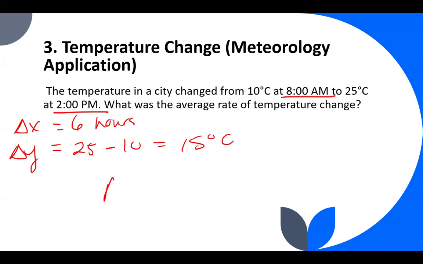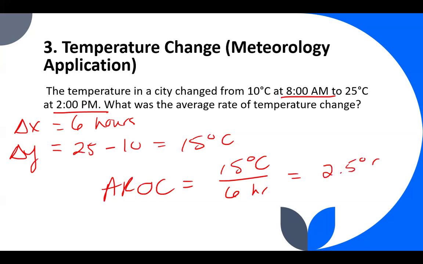Do I have everything I need for the rate of change? Why, yes, I do. So that's going to give me 15 degrees Celsius, a big old degree symbol, over 6 hours, which becomes what? Degrees Celsius per hour.